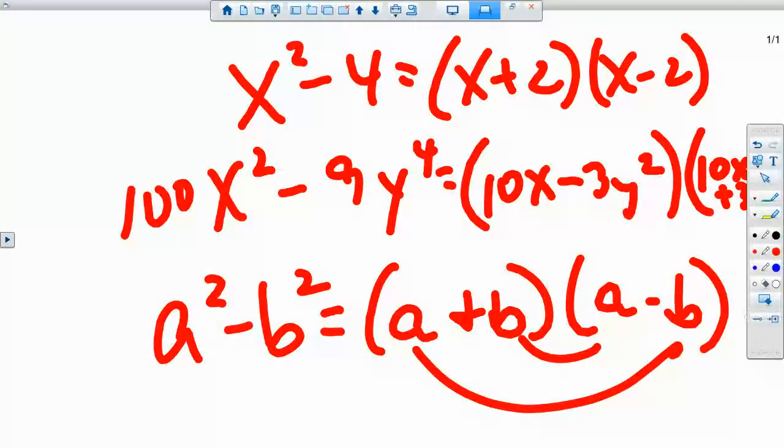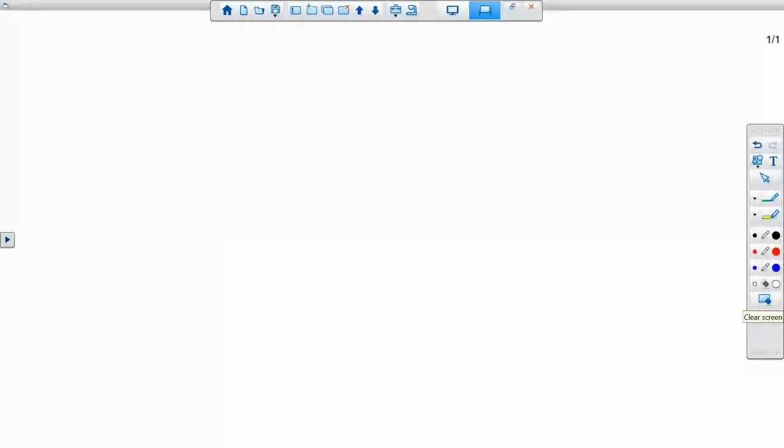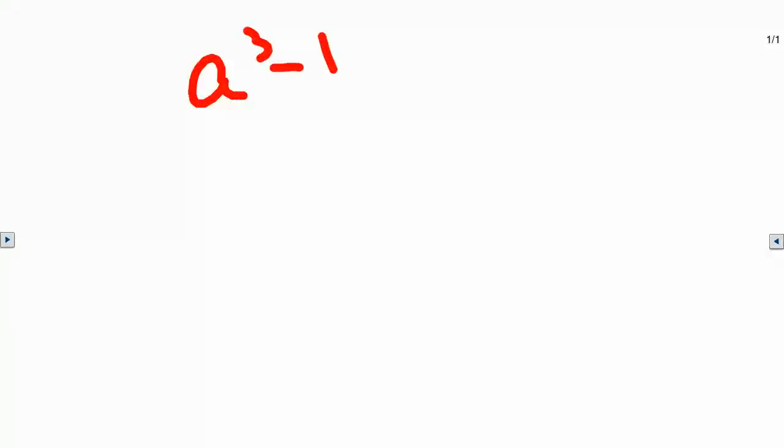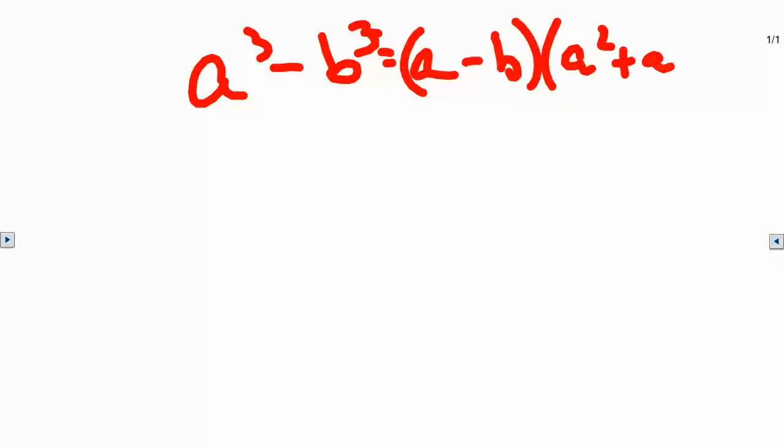Then we had, in lesson 4.4, difference of cubes and sums of cubes. They're real similar, and there was a formula for these too. If you had two perfect cubes, then you had (a minus b)(a squared plus ab plus b squared). That was one of the formulas. You could have learned it that way.